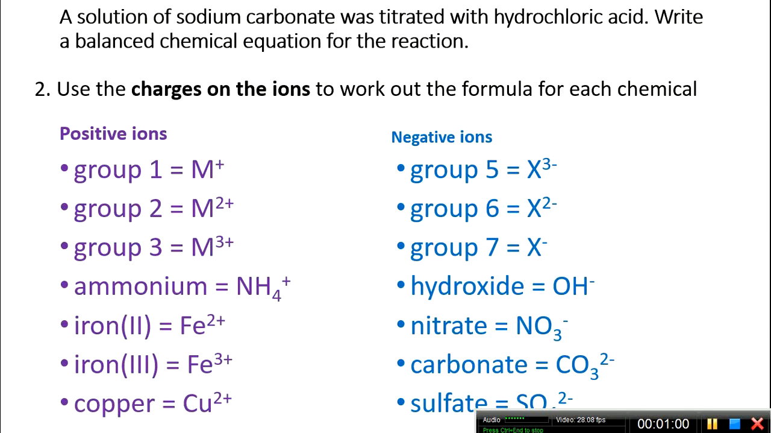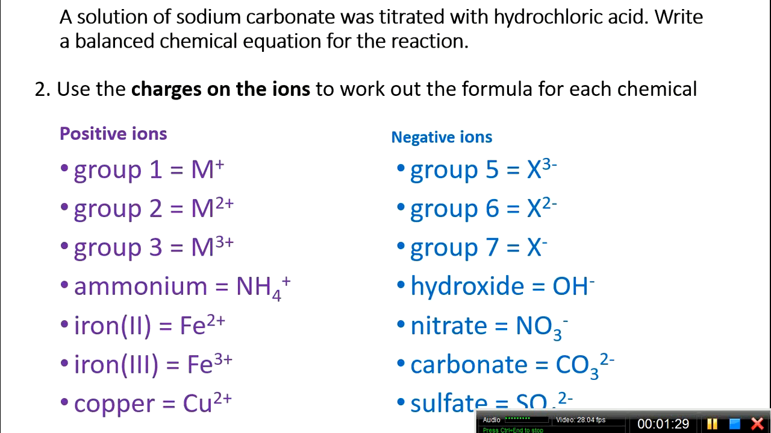So step 2 is to use the charges on the ions to work out the formula for each of the chemicals. So we need to know the charges on the ions. It's not as difficult as you might think. The group numbers from the periodic table give you a lot of information. So group 1 ions have a 1 plus charge, group 2 have a 2 plus charge, group 3 have a 3 plus charge, group 5 have a 3 minus charge, group 6 have a 2 minus charge, and group 7 have a 1 minus charge.